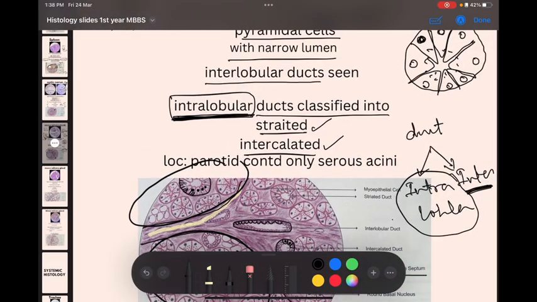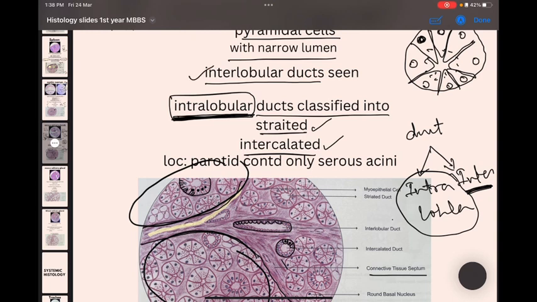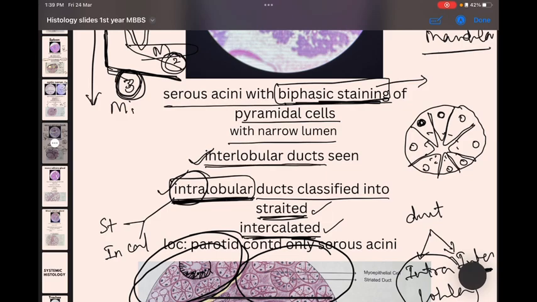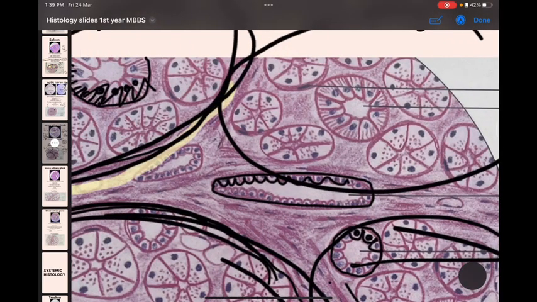So let's discuss it again. We see interlobular and intralobular. Intralobular ducts are again classified into two types: striated and intercalated. So intralobular, within the lobules. There are two types of ducts: striated, which contains striations, and then intercalated. This is intercalated. Interlobular ducts are present in the connective tissue septa. Interlobular. Okay. Cuboidal cells.